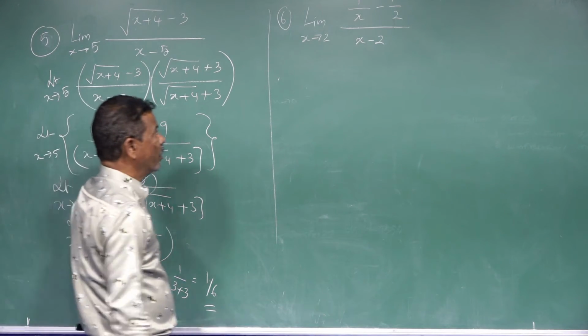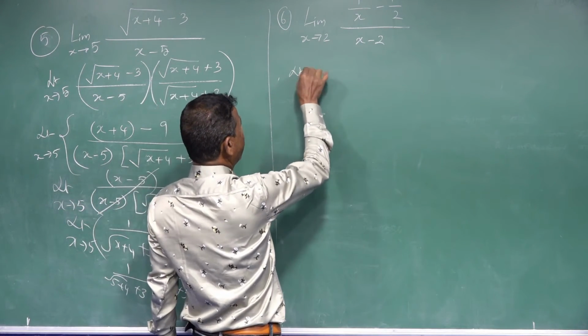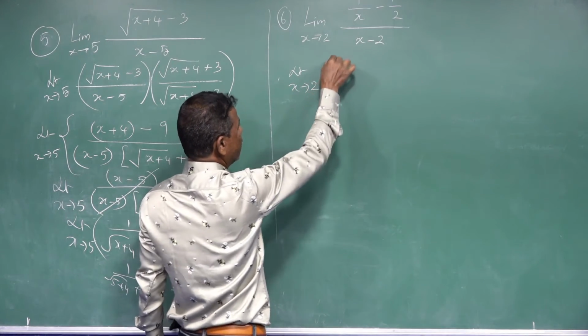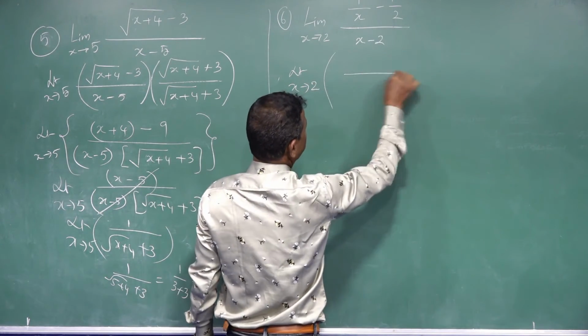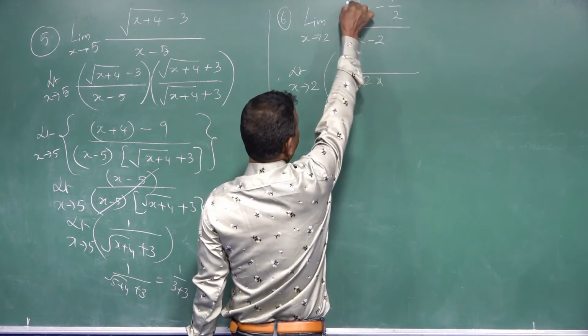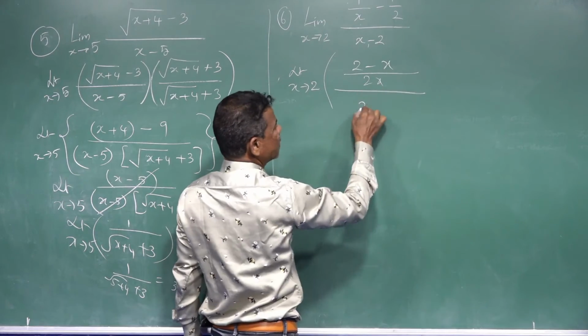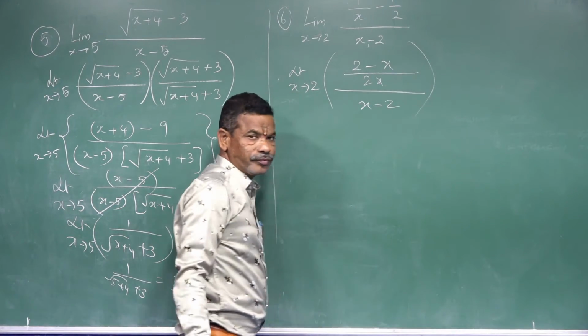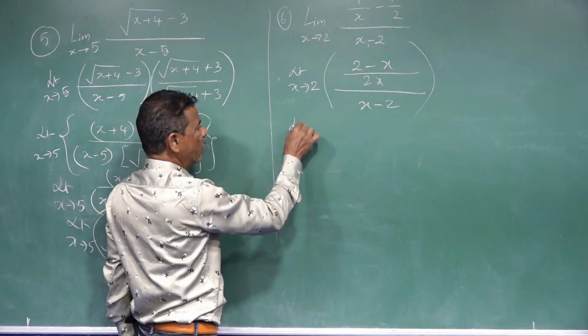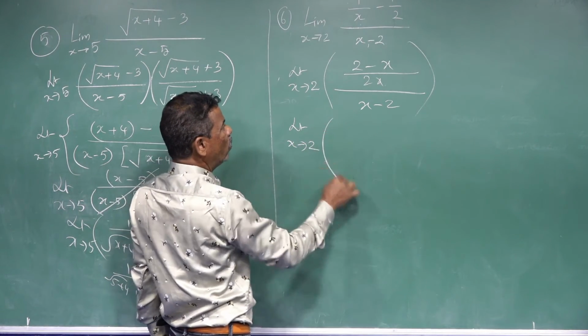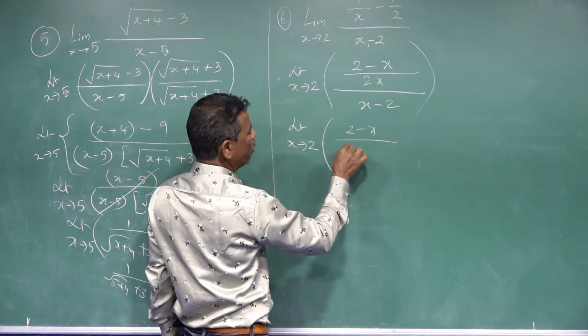After this, here limit x tends to 2 as it is. Take the LCM, this is 2x. 2 minus x, and by division, this is x minus 2 as it is. After this, limit x tends to 2, 2 minus x by 2x.